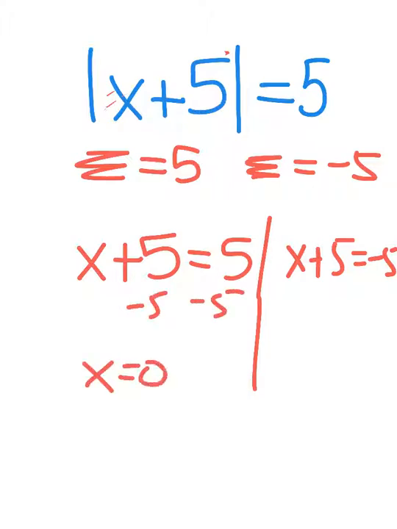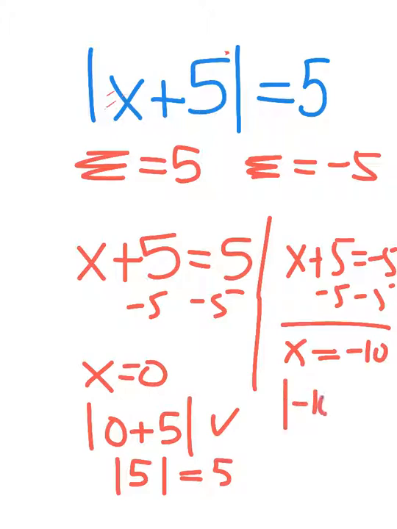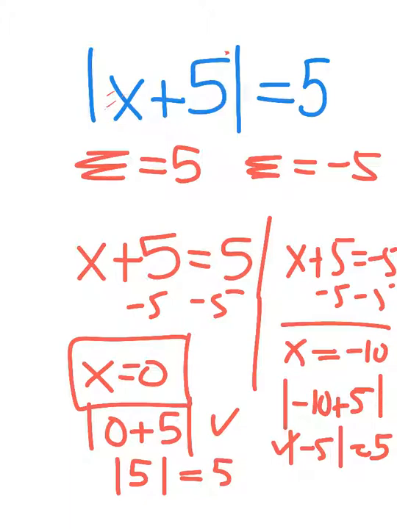This one, you probably did it in your head. It's all good. x has to be 0, because 0 plus 5 is going to give you 5, and the absolute value of 5 is 5, so yes. And then here, we find out that x is equal to negative 10, and sure enough, if you put negative 10 plus 5 into the original thing, I get the absolute value of negative 5. The absolute value of negative 5 is 5, so yes, we have the two solutions. Okay?